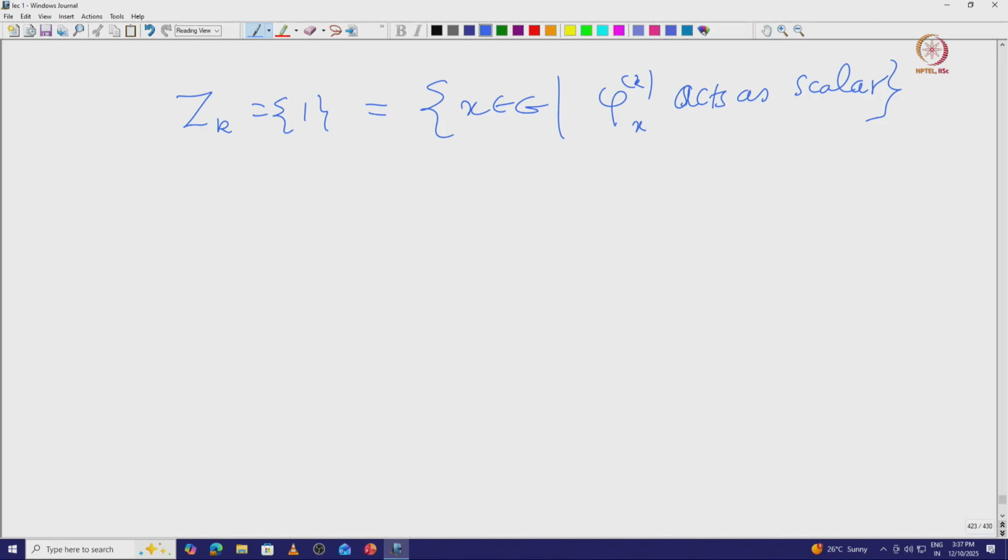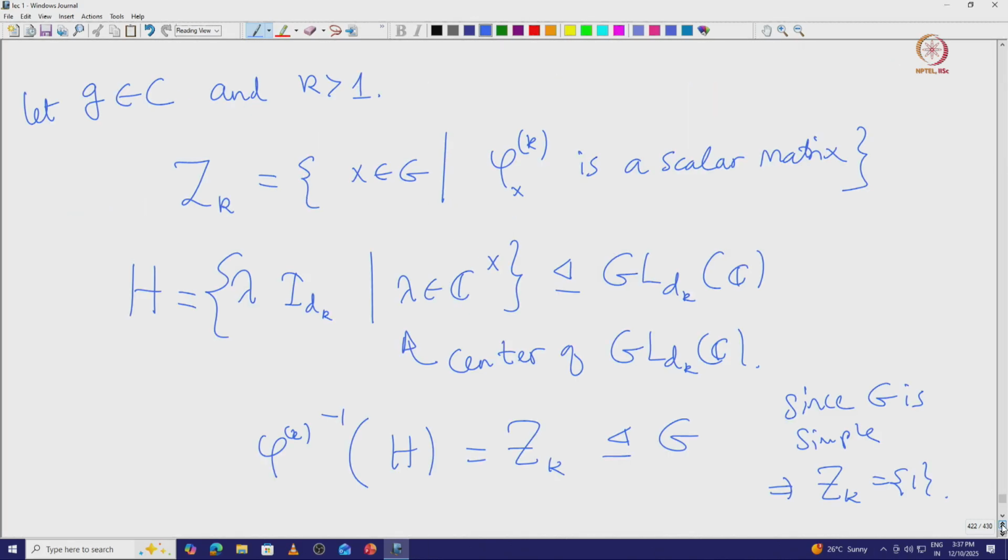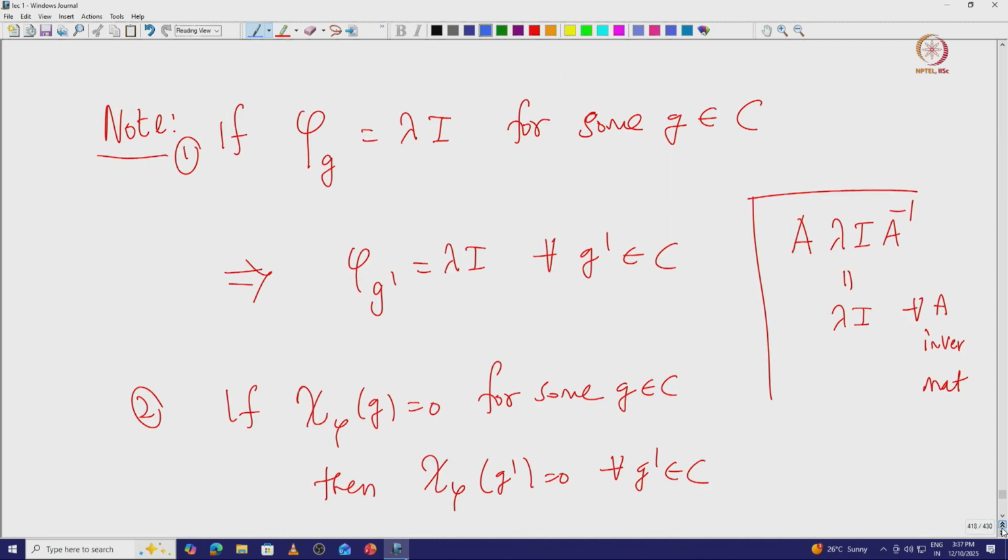Now, for the moment let us assume p does not divide d k. Then from our previous theorem we can conclude that chi k of g must be 0, because let us go back to our previous theorem.